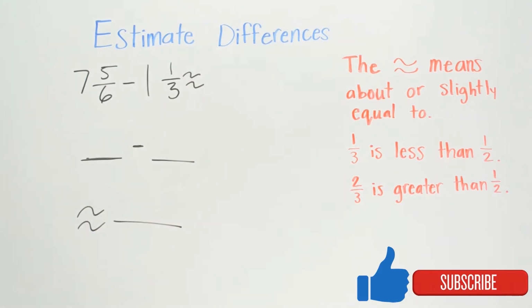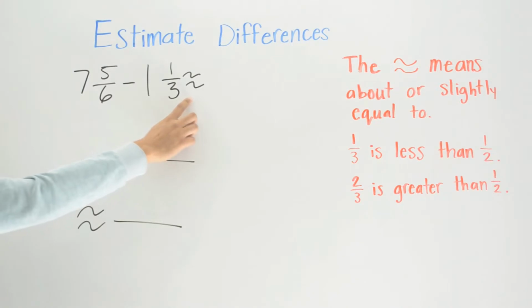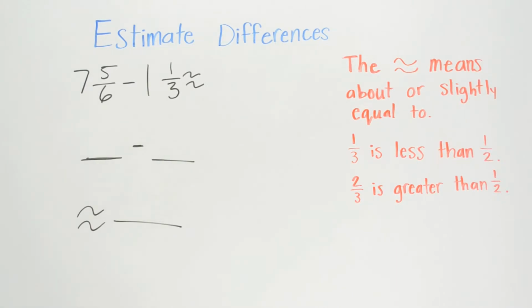In today's video, we're going to be talking about estimate differences. This symbol means about or slightly equal to. It's going to be the same as when we did the video of estimate sum. Same rules. If it's 1/3, that is less than 1/2, so we're going to round down or leave the number the same. And 2/3 is greater than 1/2, so we're going to raise the number.